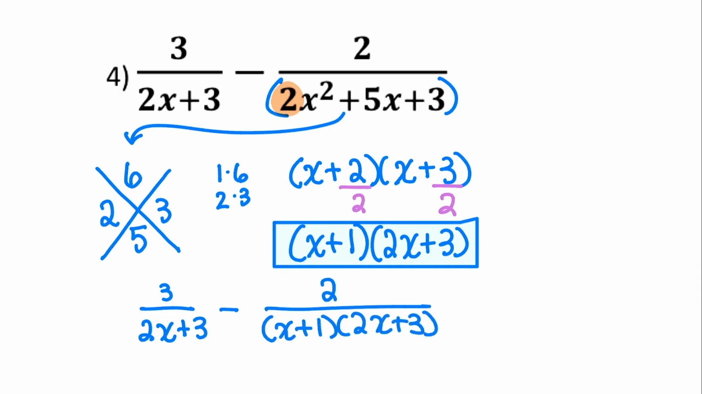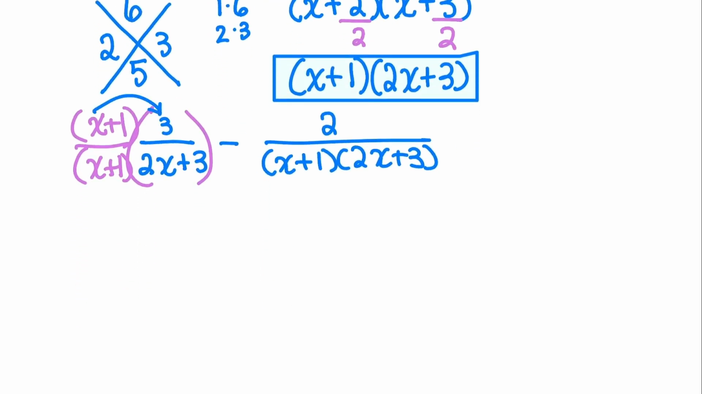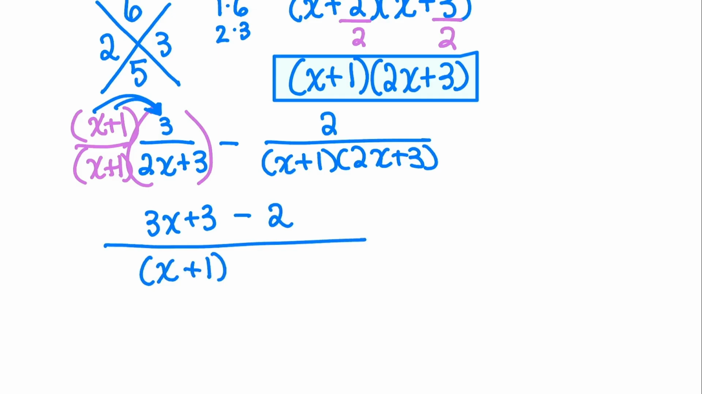plus 3. In our denominators, you can see that they both share this term, but this fraction is missing this term. So what we have to do is multiply this fraction by x plus 1 over x plus 1. Now, we don't have to FOIL the denominator. We can just leave it as is, but we are going to distribute these terms to the 3. So we're going to have 3x plus 3 minus 2.